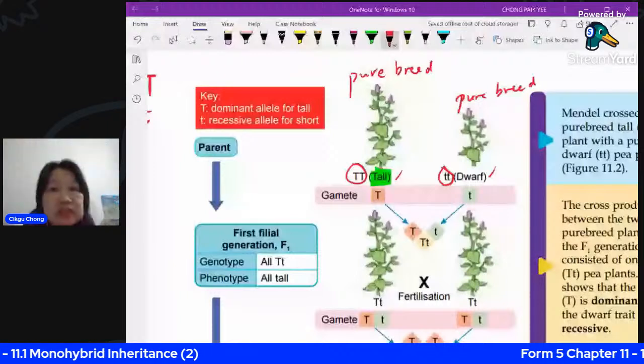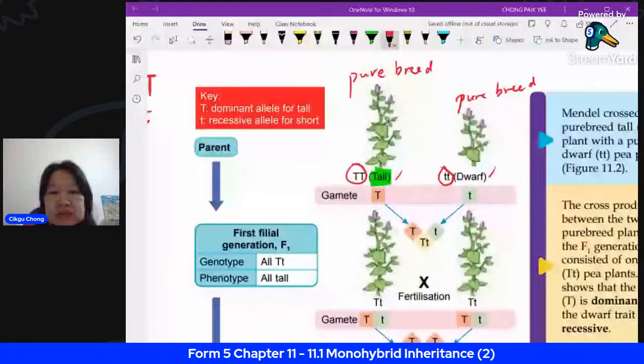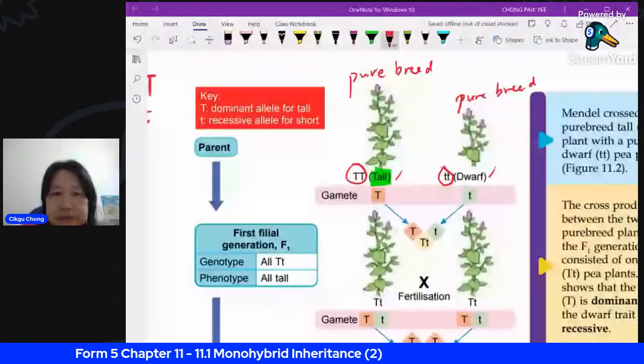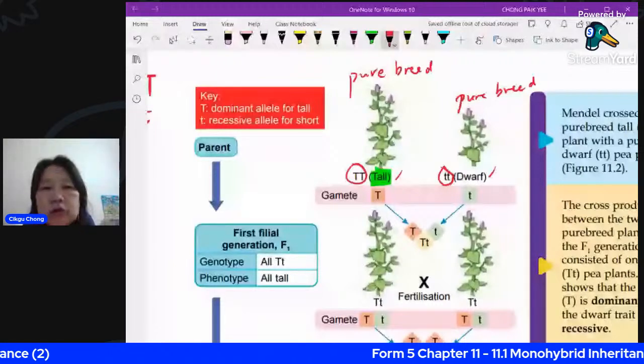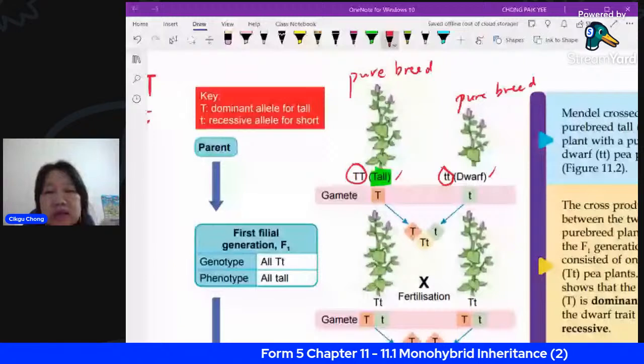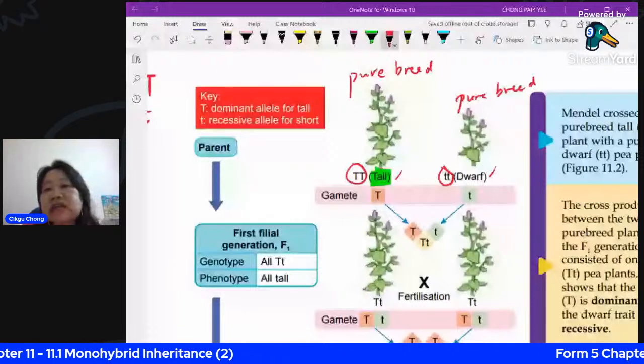So 3:1. First of all, let me teach you how to draw the diagram. Let's do it this way. First of all, you must write your key. Key is a petunjuk. What does your symbol stand for? Your capital stands for what? And your small t stands for what? Since we're using tall, let's write T, okay? And definitely T, there's no mistake about capital and small. So I suggest that you use your capital T and small t.